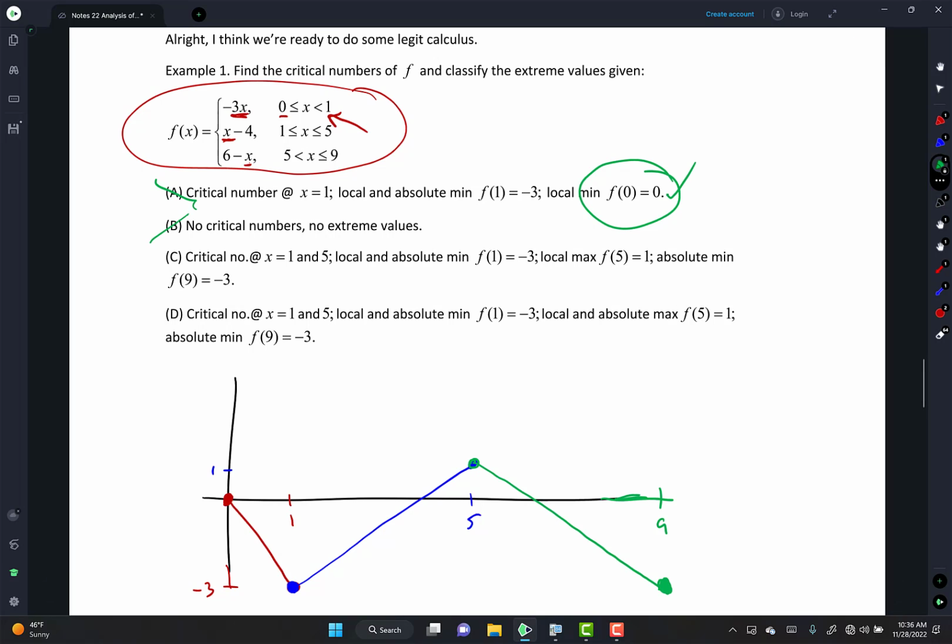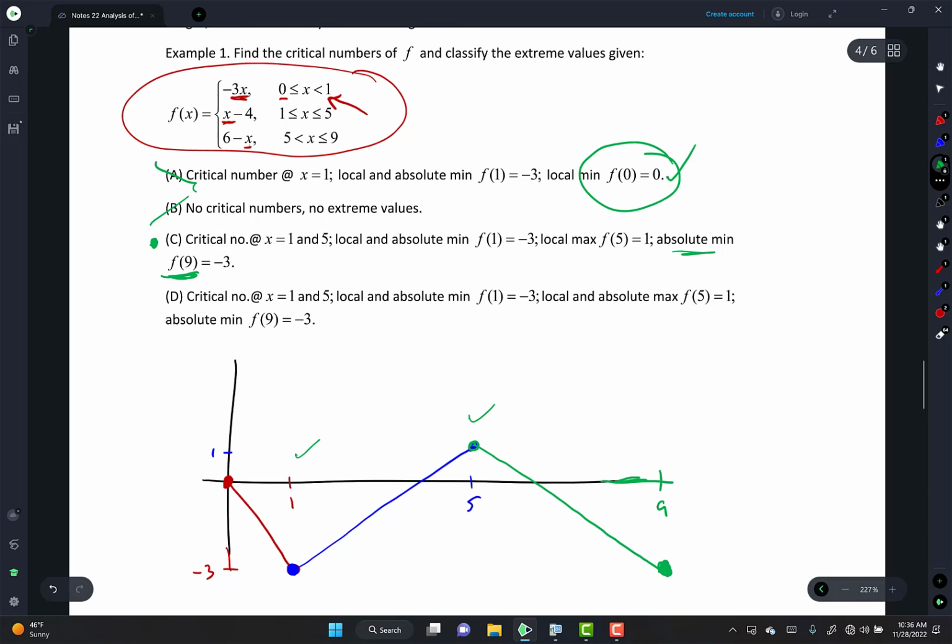C, critical numbers at 1 and 5? Yes. Local and absolute min f(1) = -3. Local max at f(5) = 1. Absolute min f(9) = -3. I'm going to say technically it's correct, but I also want to see that f(9) is also an absolute. Oh, it does say absolute. Okay, I think we found it. I think it looks like letter C.